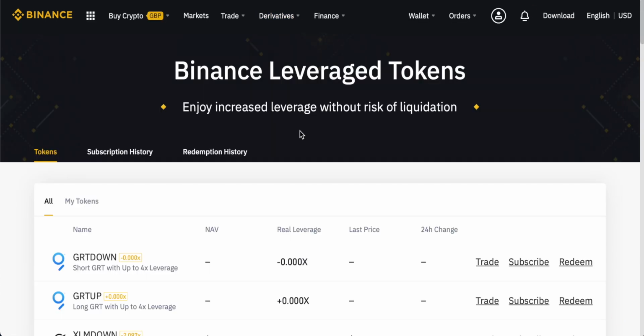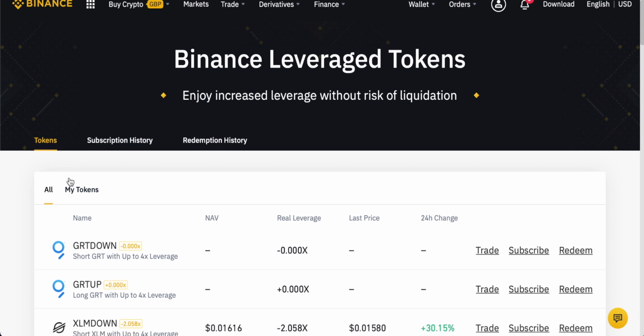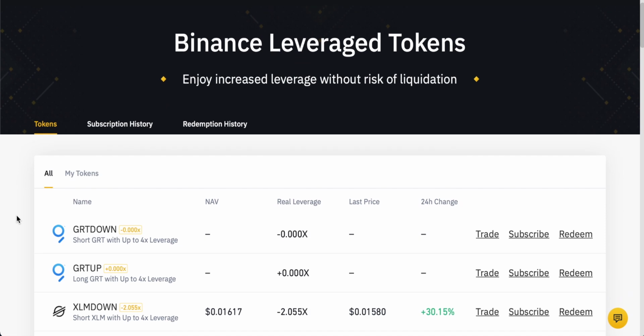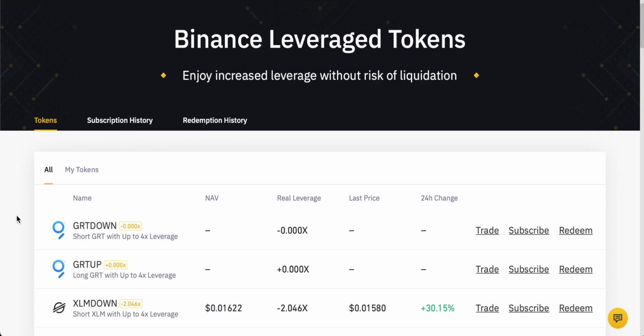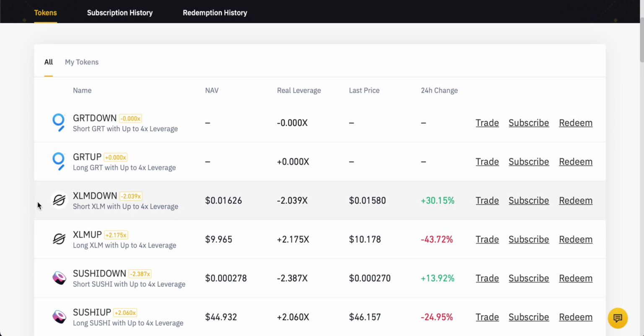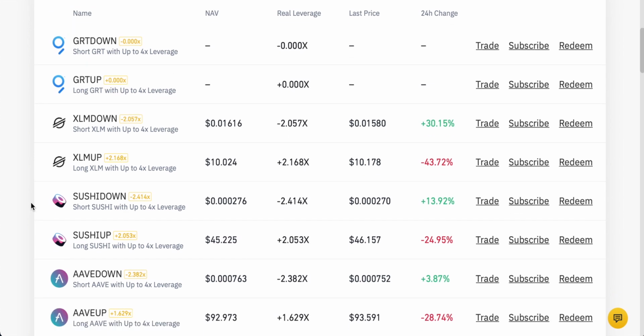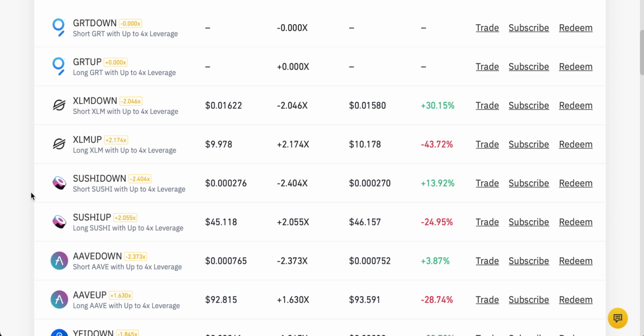Now, what exactly are leveraged tokens? Well, they are a derivative product because it's listed in derivatives. That means that they take their value from something else. So they take their value from the cryptocurrencies that they track, but they aren't the cryptocurrency. When you buy leveraged tokens on Binance, you're not actually buying the token itself. They are a different product and the price does move in relation to that.